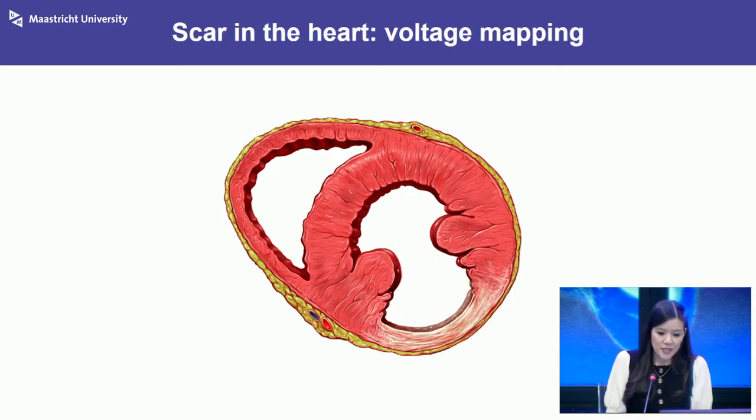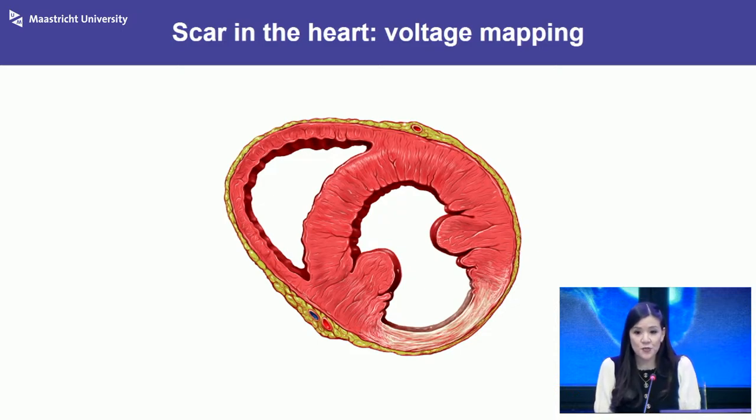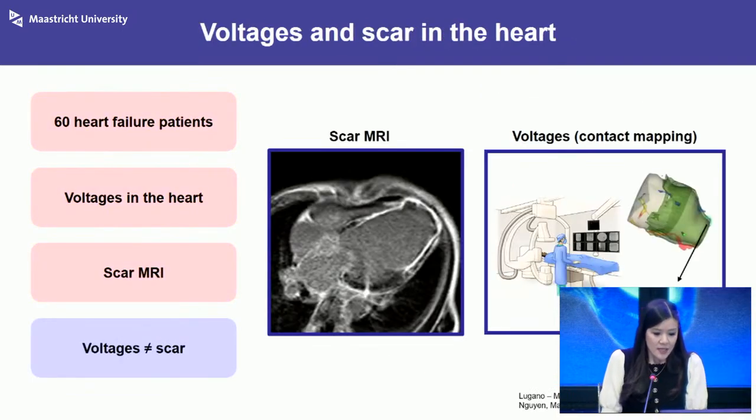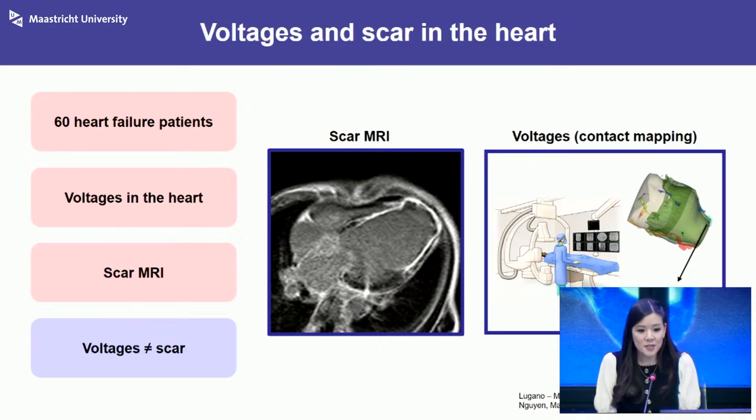In current clinical practice, voltage amplitudes are employed to delineate scar for the invasive treatment of cardiac arrhythmias, where low voltage is considered scar and high voltage is considered viable or healthy tissue. These approaches are mainly based on experimental animal studies, but limited validation in patients was available to date. In a collaborative Lugano-Maastricht project, we investigated the association between these voltages in the heart with scar.